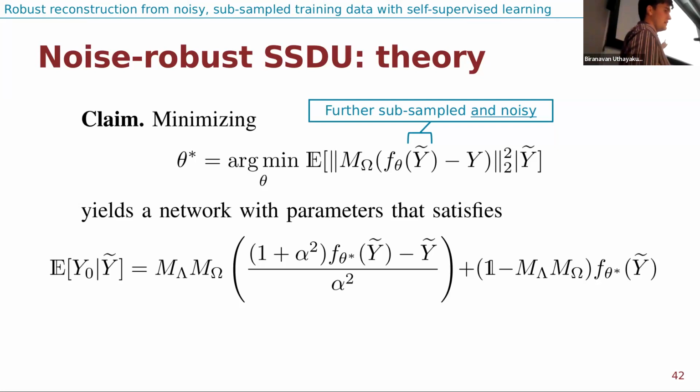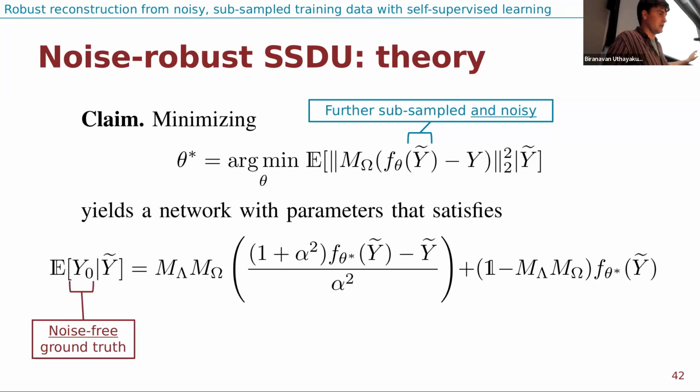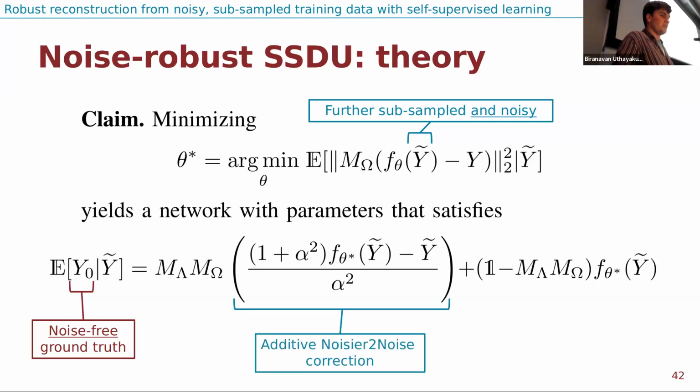And if we do this, then the expectation of y naught is related to the network with this expression. Also emphasize that this y naught is not just the fully sampled image, it's the clean, noise-free, fully sampled image. So this is a sum of a part which is just the additive noisier-to-noise correction that I showed you earlier in the context of just denoising. And there's also a part, the second term, which is just plain old SSDU, which doesn't need a correction.